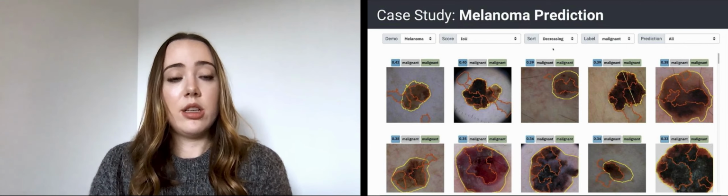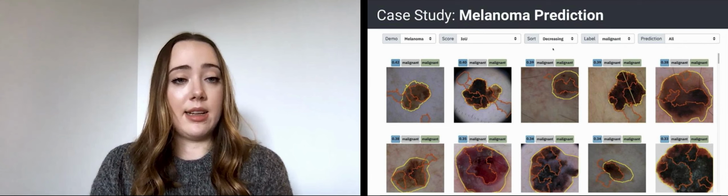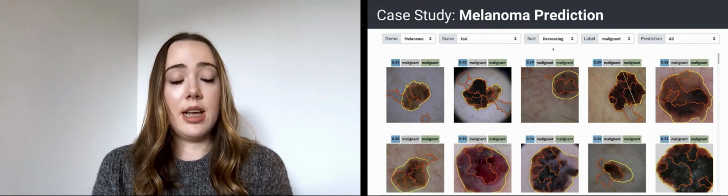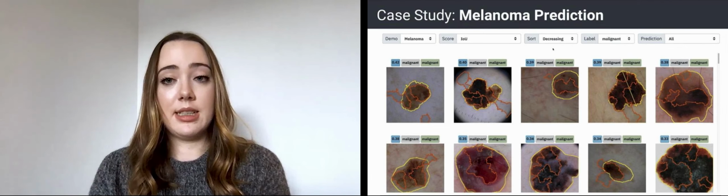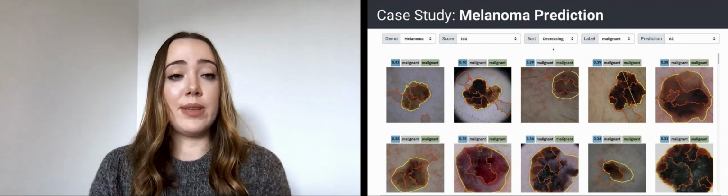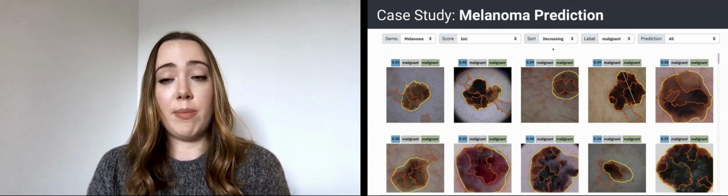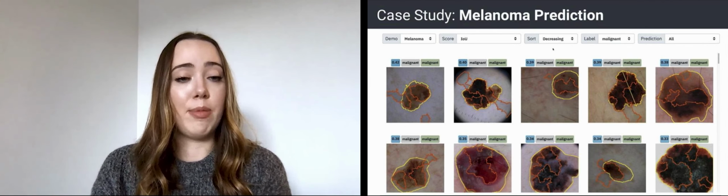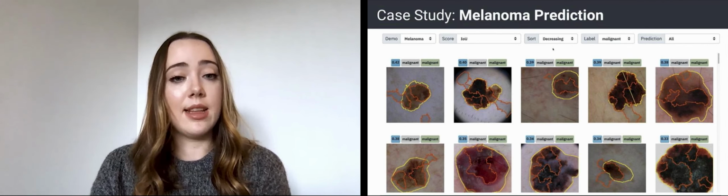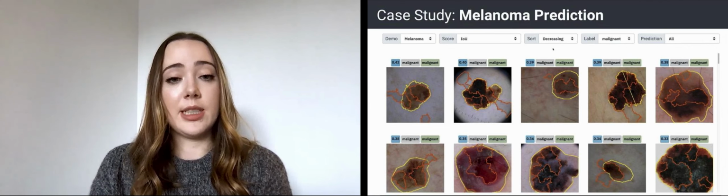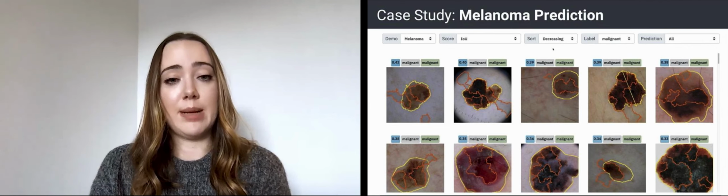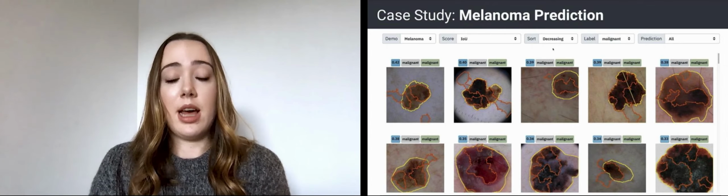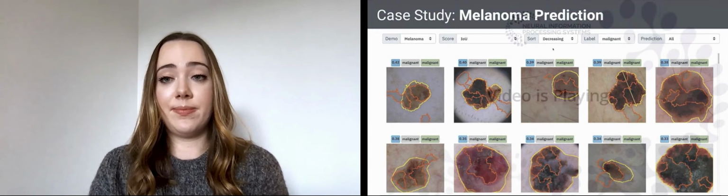So we begin by looking at images with high scores that are labeled as malignant. And immediately we see that most of these images are being predicted correctly by our model. And we see high overlap between the explanation region and the lesion, which gives us confidence because we know dermatologists oftentimes use visual features to make a cancerous or benign prediction as well.